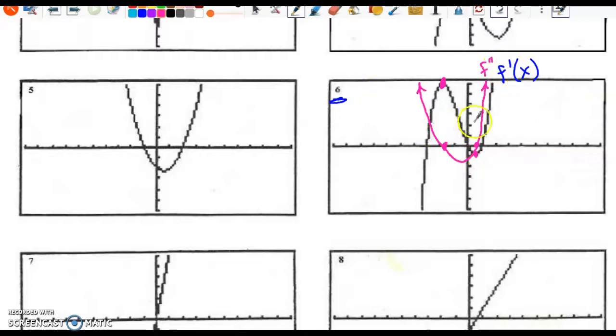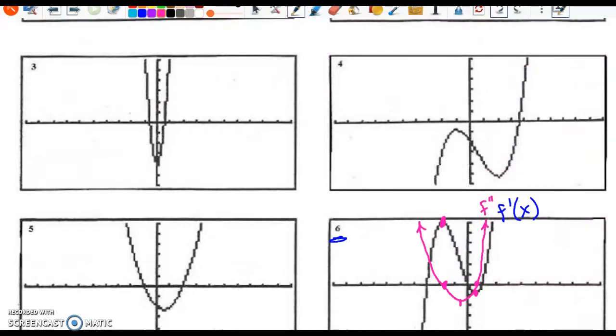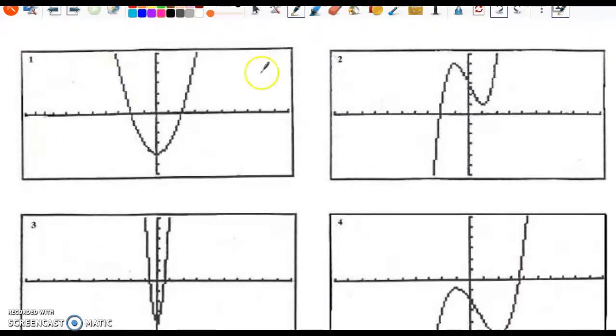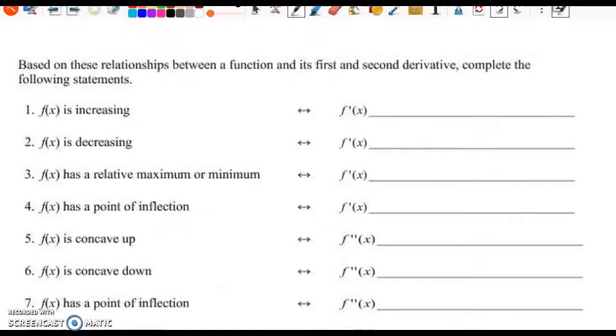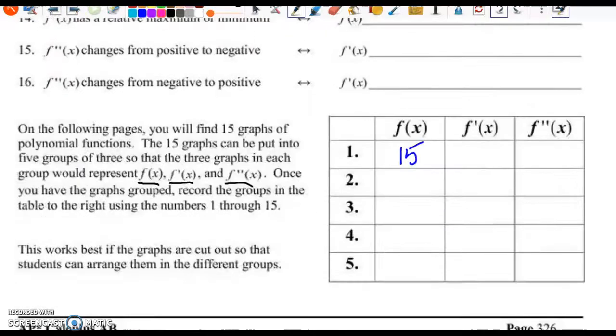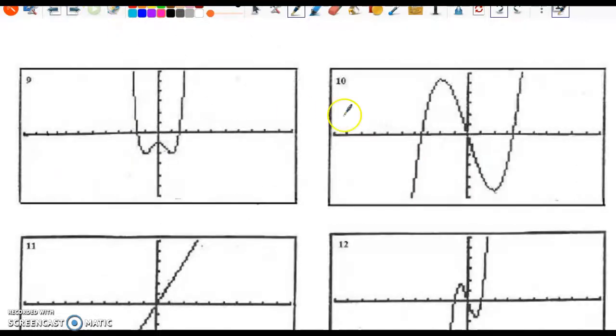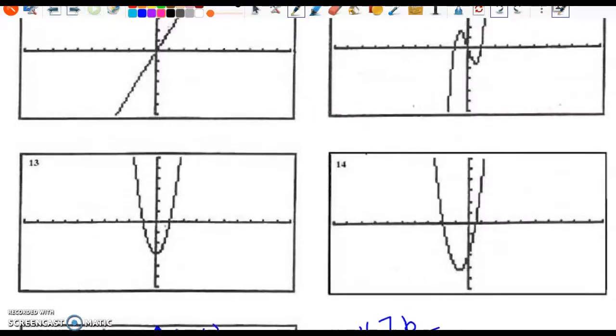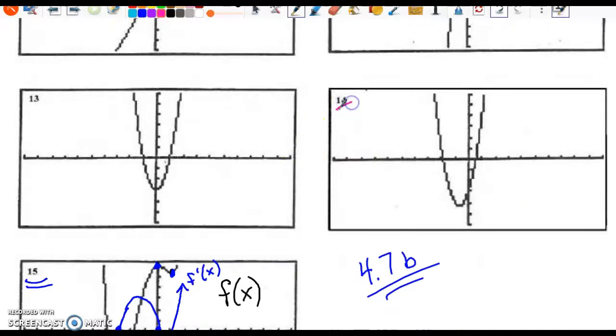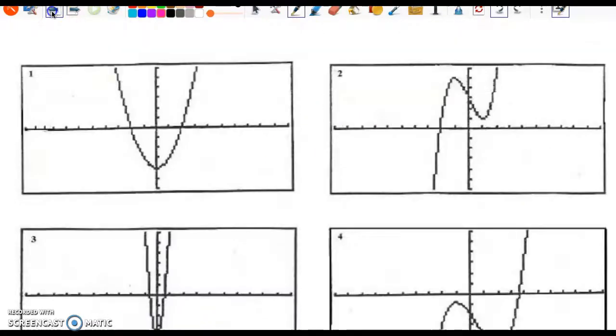So I'm looking for a quadratic, and I'm going to guess the minimum of the second derivative is to the left of the x-intercept. So before moving on, I'm going to go back to my notes where I named 6. And now I need to find the graph of a quadratic. I'm going to say number 14 looks like it. And then we're done with that first row.